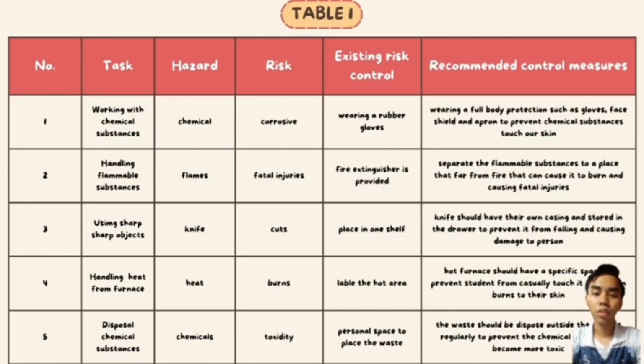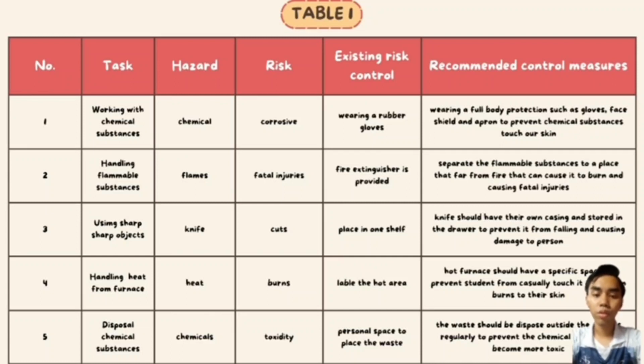The next one was handling heat from the furnace. As we know, a furnace is very hot and it can give off heat as a hazard. The risk of it was burning our skin. Therefore, the existing risk control found in the laboratory was labeling the hot area. The hot area of the furnace was labeled to prevent students from coming closer to it when it's hot. I also recommend the countermeasure that the hot furnace should have a specific space to prevent students from casually touching it and causing burns to their skin.